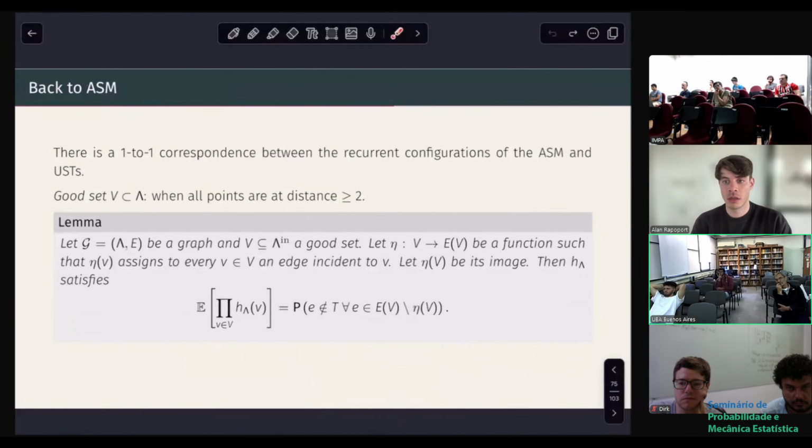Okay. This is what the theorem tells you, summed up in a more straightforward way. Okay, thank you.